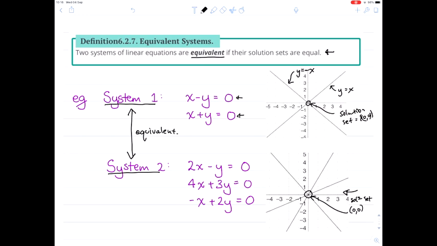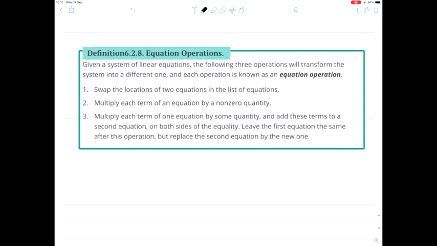So this is quite an important thing to realize, because sometimes we might have a very complicated system which we want to solve, and if we can transform it into a simpler system with the same solution set, that will help us a lot finding the solution. So how can we go about transforming our systems of linear equations? Well, we've got three operations that we can use to transform a system into a different one, and it's actually going to turn out that if we use these three, it's going to be a transformation into an equivalent system.